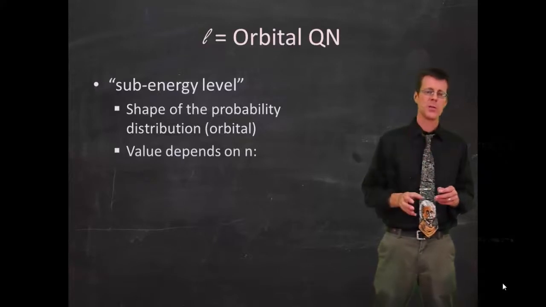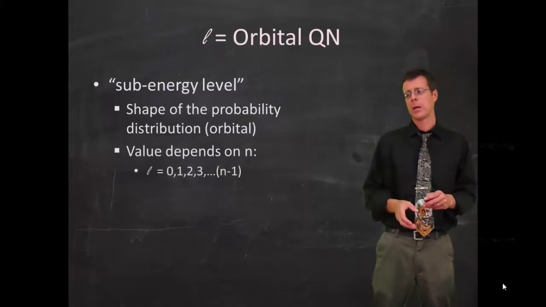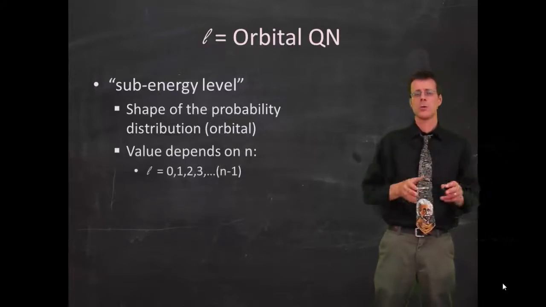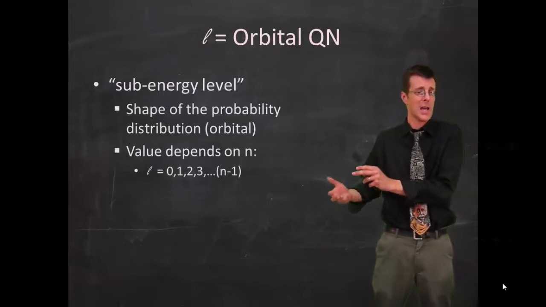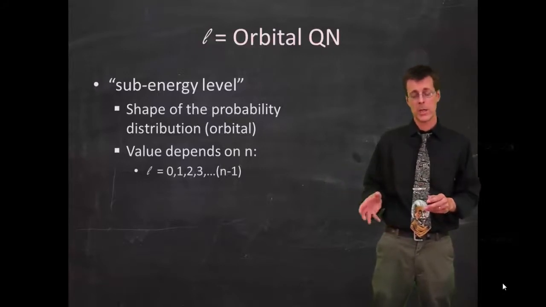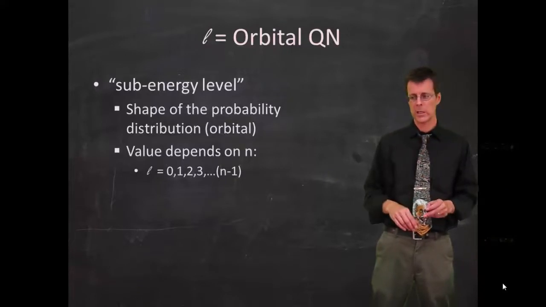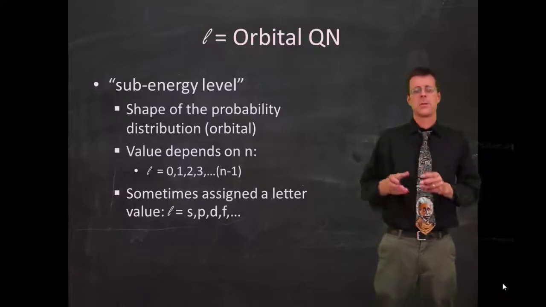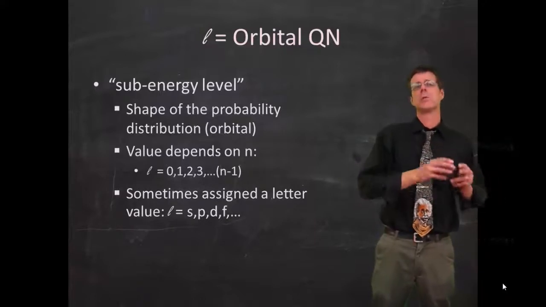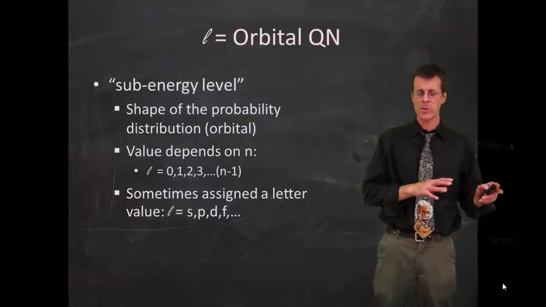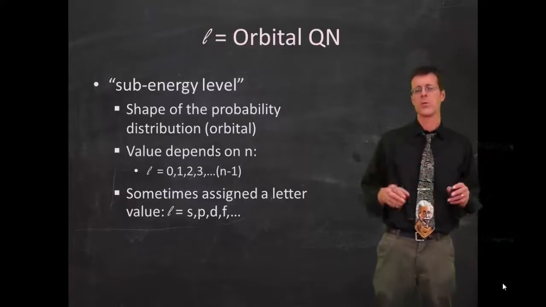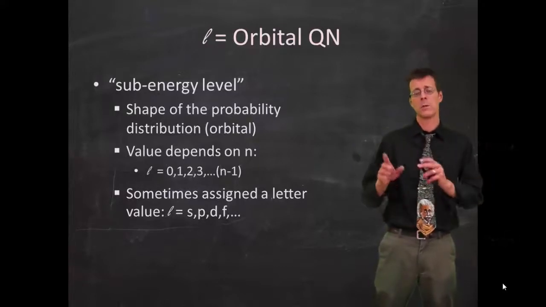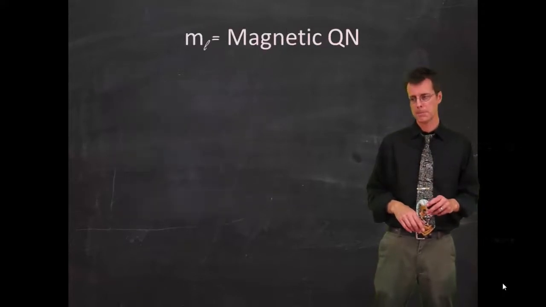The value depends on the value of n, and what I mean by that is L can be 0, 1, 2, 3, or up as high as n minus 1. It always starts at L equals 0. We'll make more sense of that in class, don't worry. We also use the letter value. Sometimes we do, sometimes we use the numbers. We'll figure out when we use letters and when we use numbers, but those letter values that you saw a few minutes ago correspond to the values of L.